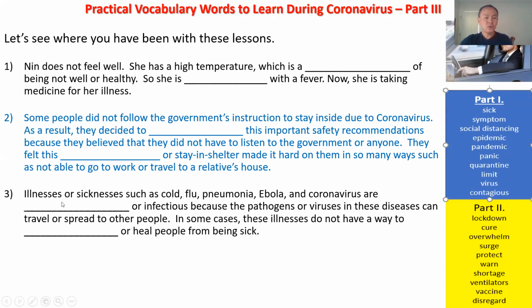Next, illnesses or sicknesses such as cold, flu, pneumonia, Ebola, and coronavirus are contagious or infectious because the pathogens or viruses in these diseases can travel or spread to other people. In some cases, these illnesses do not have a way to cure or heal people from being sick.